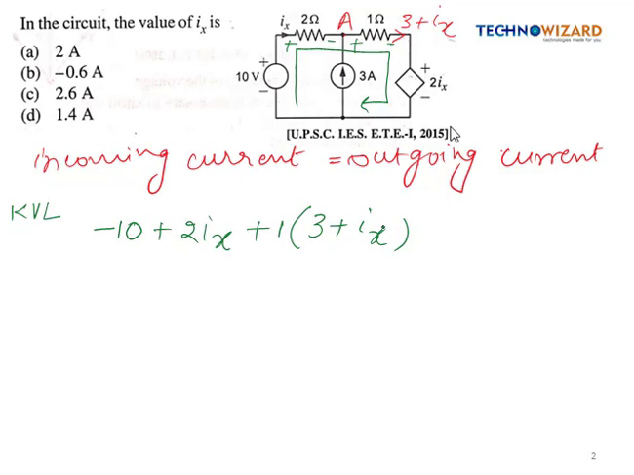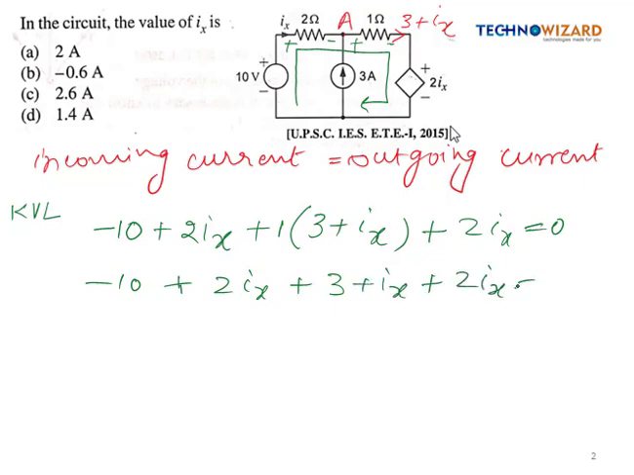and this will be plus 2 I of x is equal to 0. So we can simplify it. This will be -10 plus 2 I of x plus 3 plus I of x plus 2 I of x is equal to 0.